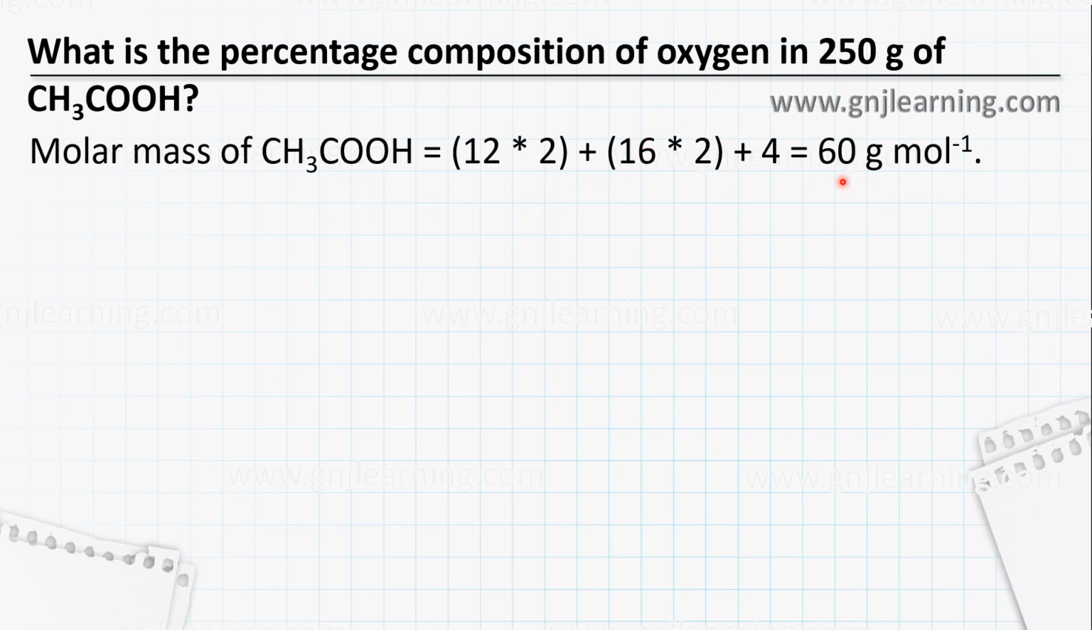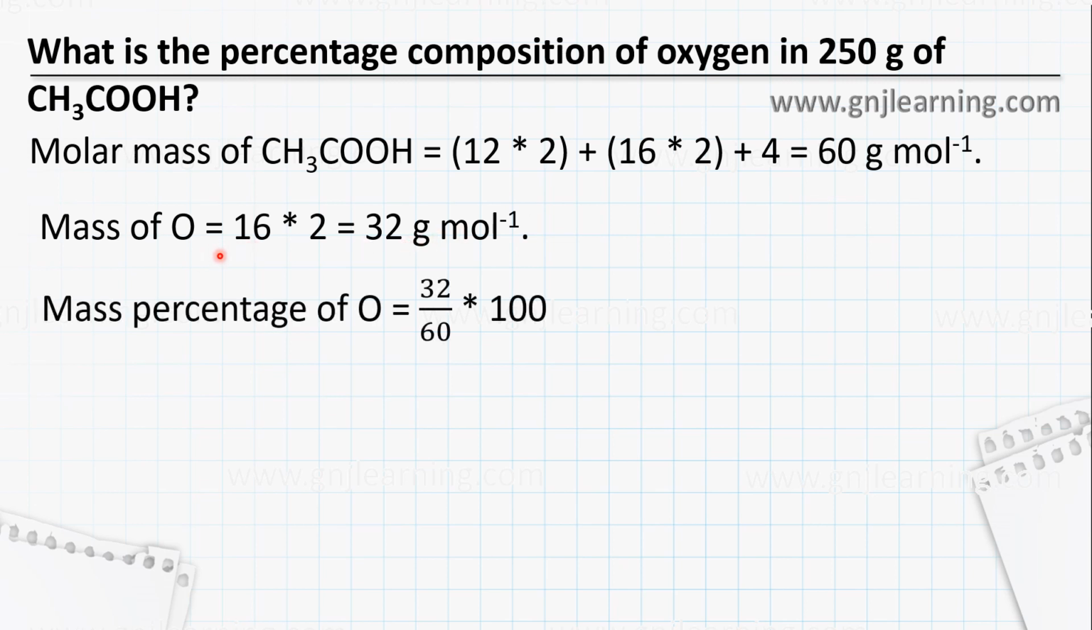So for that, mass of O is equal to, I have 2 atoms, right? So 16 into 2, which is equal to 32 gram per mole. So out of 60, 32 is oxygen. So how to find out the percentage? Mass percentage of O is equal to 32, that is the mass of oxygen, divided by the total mass of the compound, that is 60, into 100. So the answer will be 53.33%. Clear?